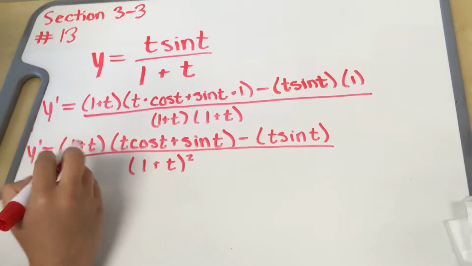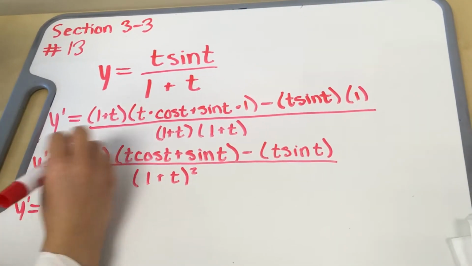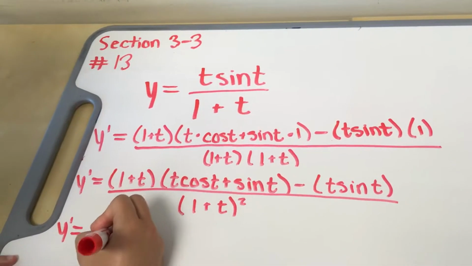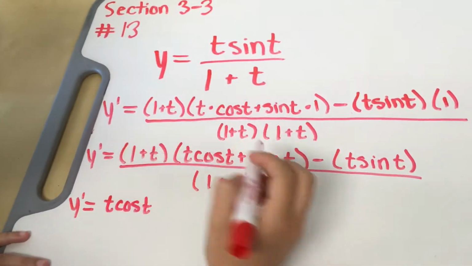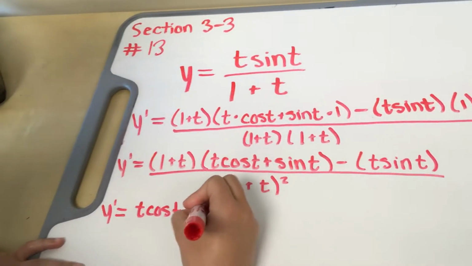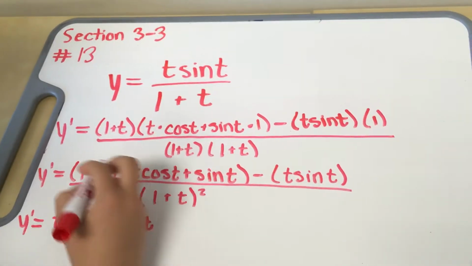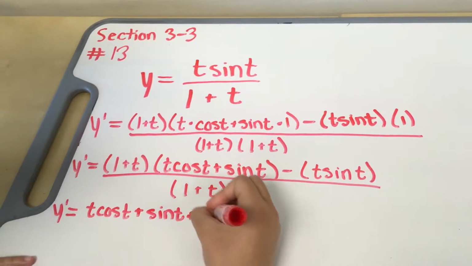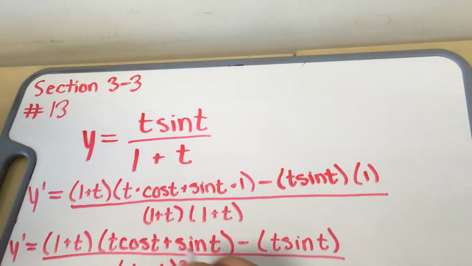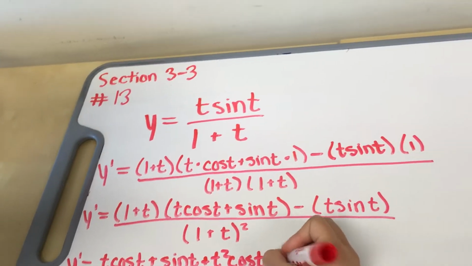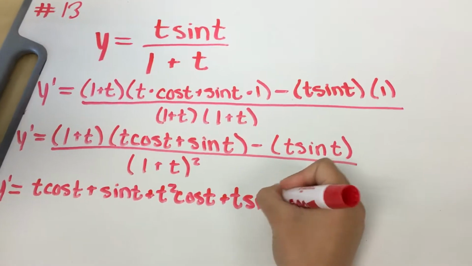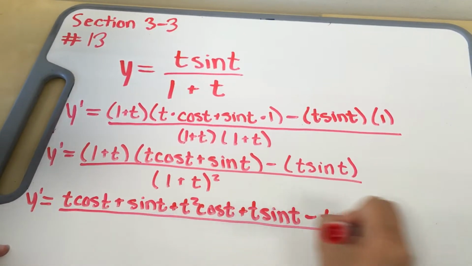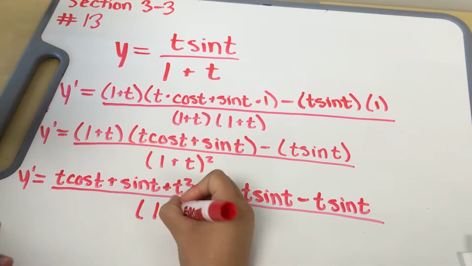So when you have y prime, and now we can factor it out, or multiply it out, so you have 1 times t cosine t is just t cosine of t, and 1 plus sine of t is plus just sine t, and then t times t cosine t is t squared cosine of t, and then t times sine of t is t sine of t, and then minus t sine of t, all over 1 plus t squared.